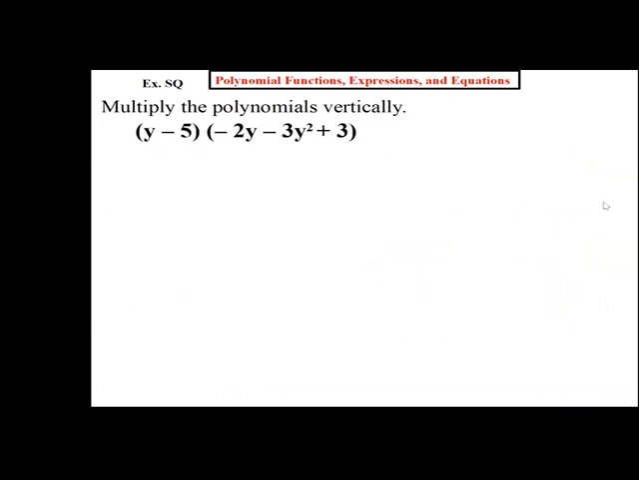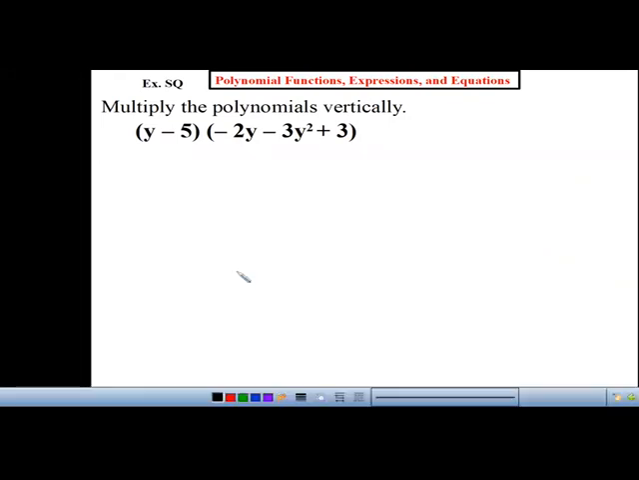Example 2. It reads, multiply the polynomials vertically. The first polynomial is y minus 5 in parentheses. Open parentheses, another one, and it's negative 2y minus 3y squared plus 3, close parentheses. Let's see how you do with that one. Once again, multiply it vertically and see what you get. You're like, I'm stuck, Mr. Q. I was copying it down.